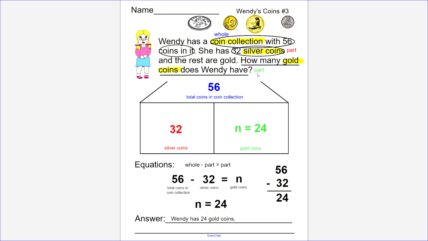Finally, I'll reread the question to myself. How many gold coins does Wendy have? And I'll make sure my answer restated the question and had the correct answer in it. Wendy has 24 gold coins. I can see that I've restated the question and that I've included the correct answer, 24. We have looked back and checked, third grade, and our work and answer are reasonable.